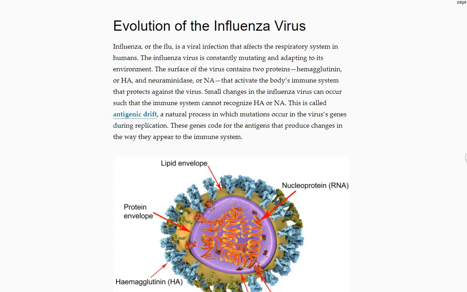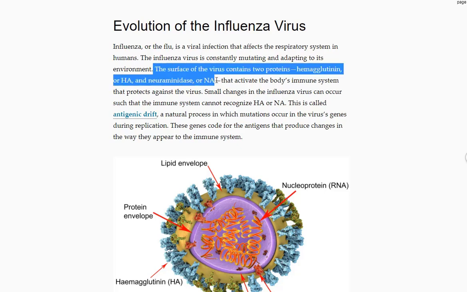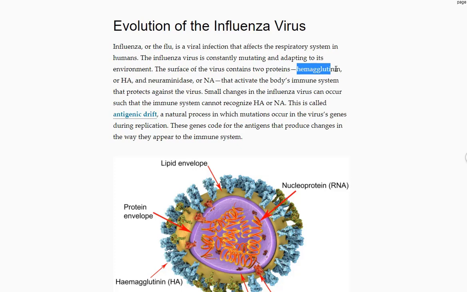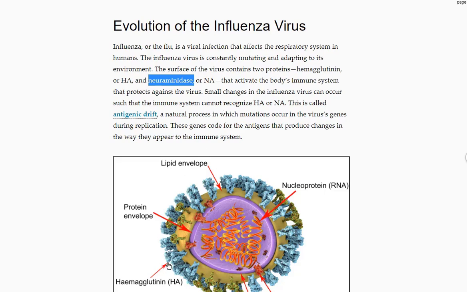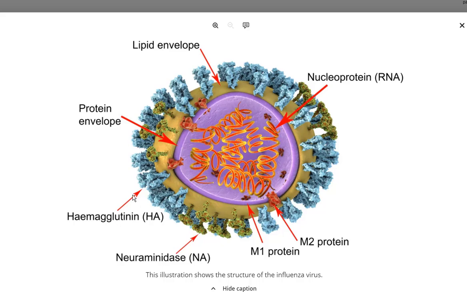And let's say that out of the trillion replicants of virus that's going down, one of them has a mutation that changes one of the proteins on the virus's surface. And the two proteins they're talking about in the lesson are hemagglutinin and neuraminidase. Now, you don't need to remember those names. Just know that they are proteins on the surface of the virus.